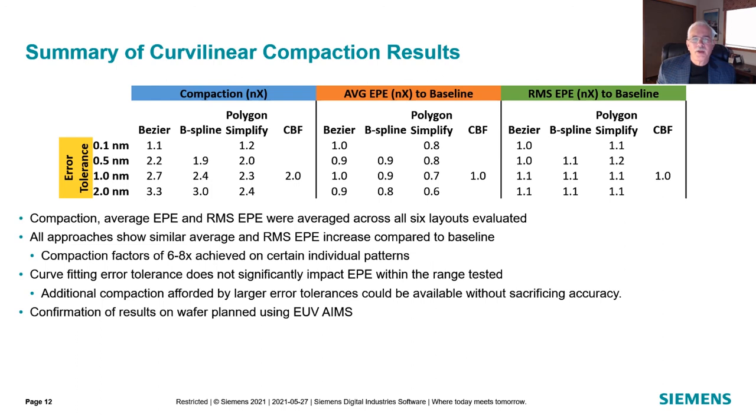An EUV mask was manufactured by Samsung, and SEM images taken and CD measurements made. The CD measurements of the fitted curves were compared to the input polygons for 6 different shapes. The results showed that on average, the impact on mask CD compared to baseline was within 10%. File size compaction ranged from no compaction up to 3.3x averaged across all patterns, with compaction factors of 6 to 8x in specific cases. Since the SPIE papers were presented, EUV AIMS data has been collected to determine impact on wafer imaging. That data is still being analyzed.